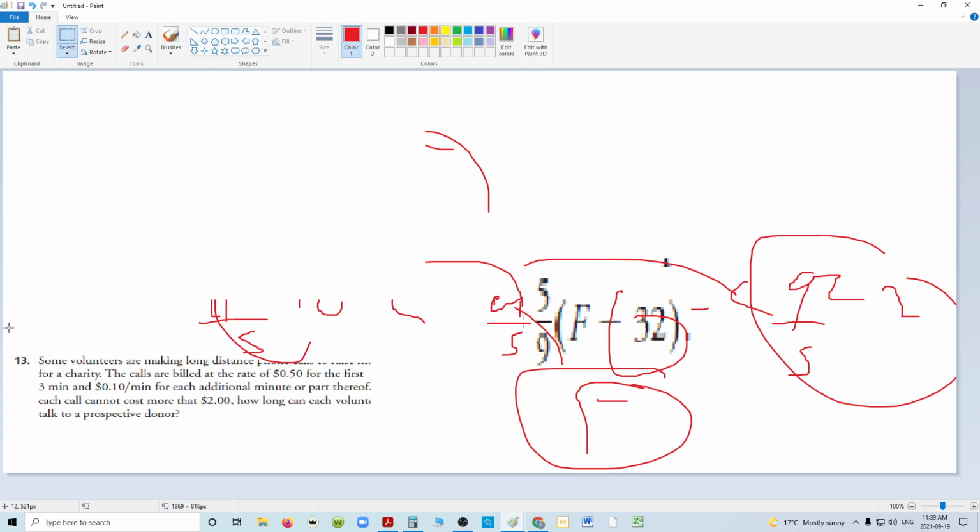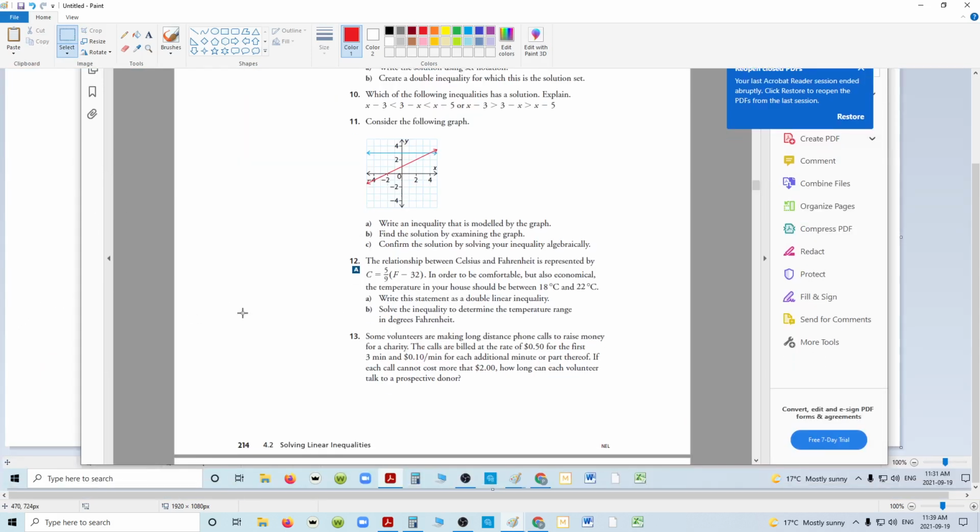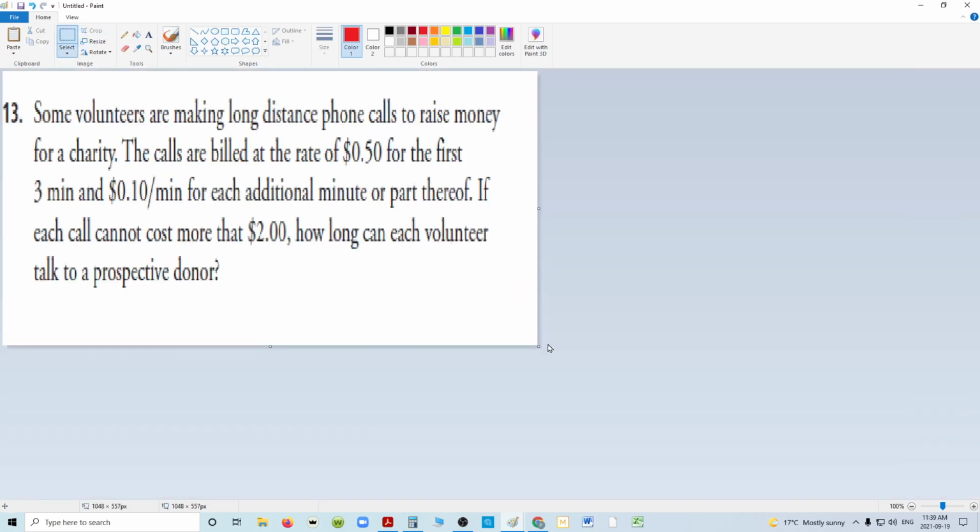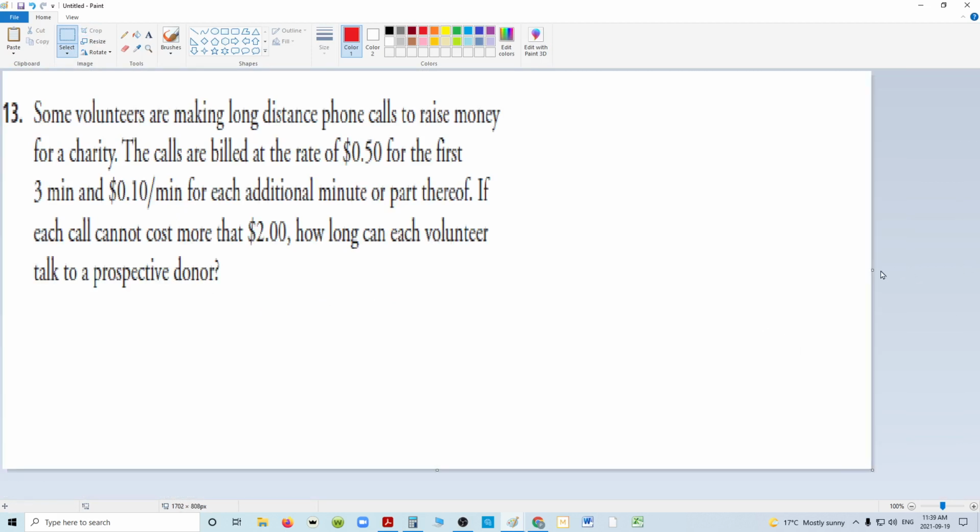And finally, 13. Some volunteers are making long-distance phone calls to raise money for charity. The calls are billed at a rate of 50 cents for the first 3 minutes, and 10 cents a minute for each additional minute thereof. If each call cannot cost more than $2, how long can each volunteer talk on the prospective call?